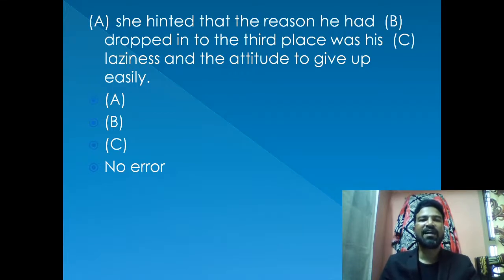She hinted that the reason he had dropped in the third place was his laziness and the attitude to give up easily. So try to spot the error in this. Well, the error is in part A of the sentence. She hinted the reason. That is not required. "She hinted that the reason he had", the word "that" is not required. So it should be she hinted the reason. So the error is in part A of the sentence.